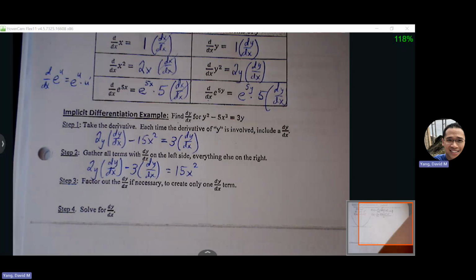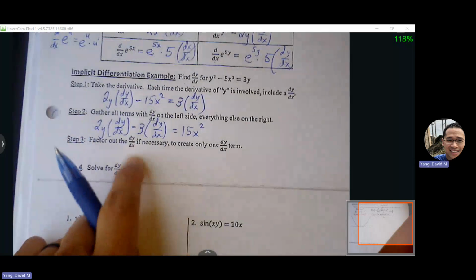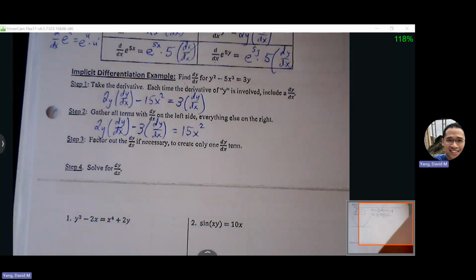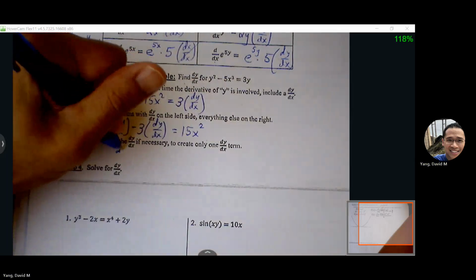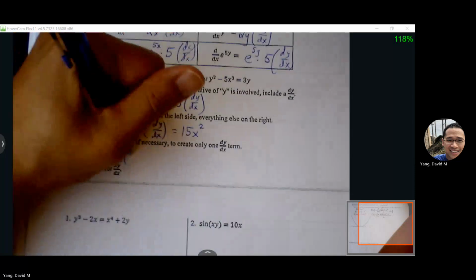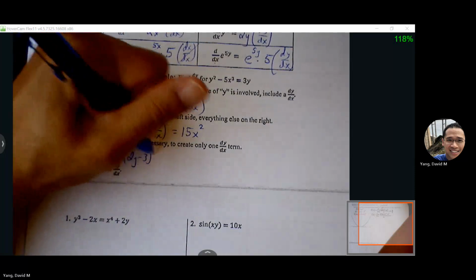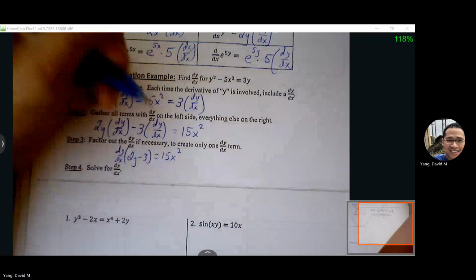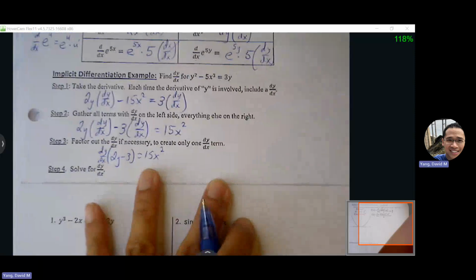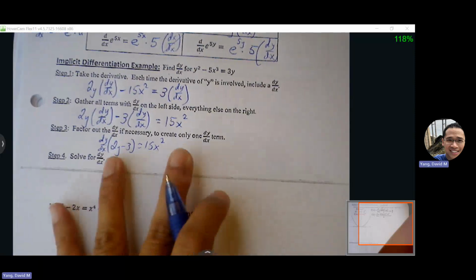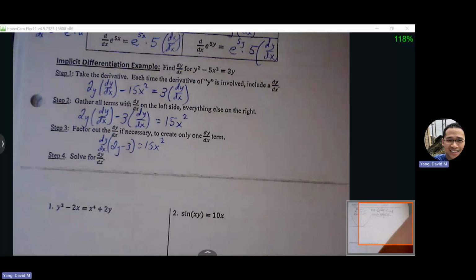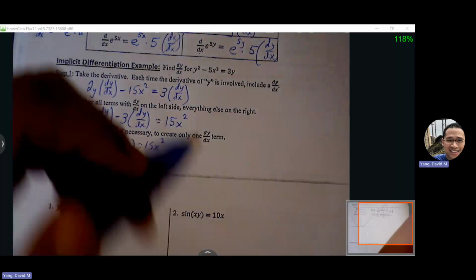Next up, we're going to factor just the dy dx. Even if there are other common factors, we don't care. We only care about solving for dy dx. So just factor dy dx. And then finally, you're going to solve for your new derivative variable, which is dy dx. dy dx is another way of saying y prime.